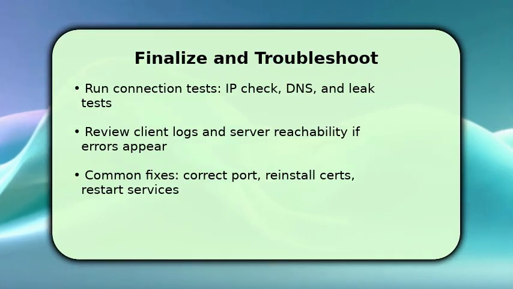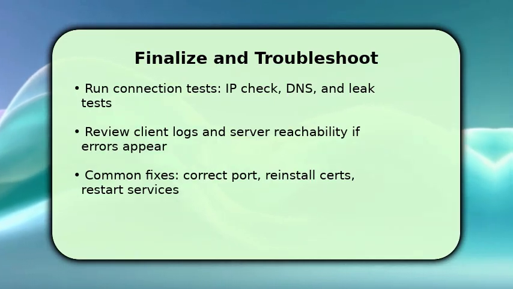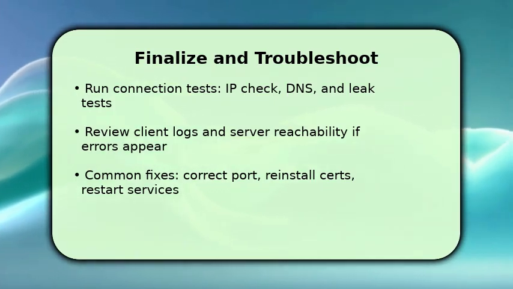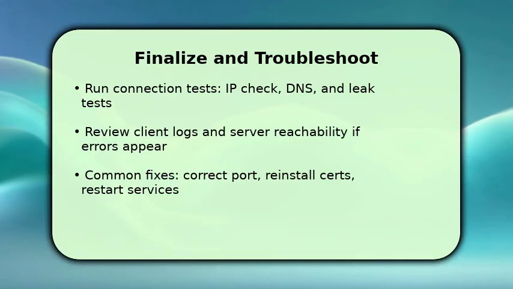Check your public IP, run a DNS leak test, and browse a site to confirm location. If the VPN won't connect, review client logs for authentication errors, then ping the server IP to confirm reachability. Make sure ports are open and the certificate or key files match the config.